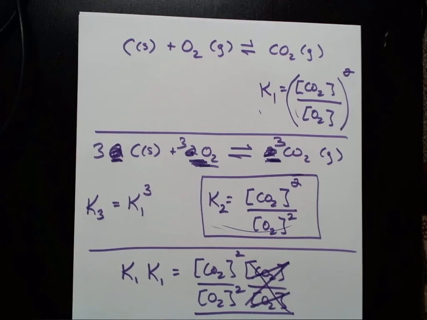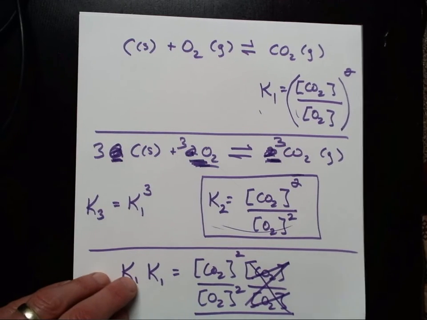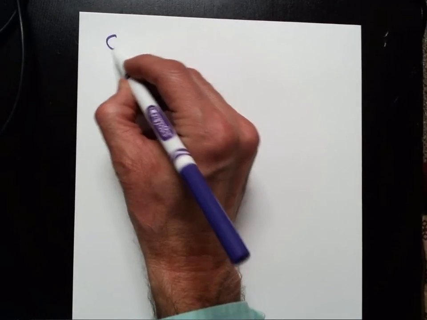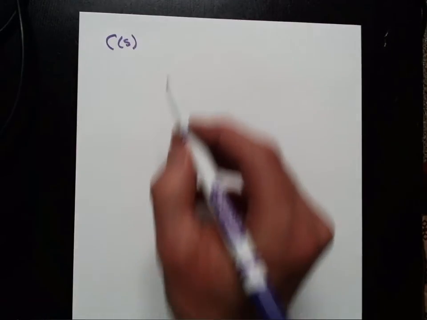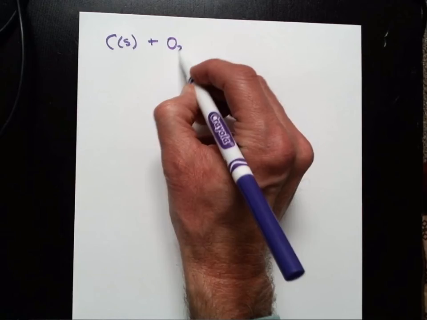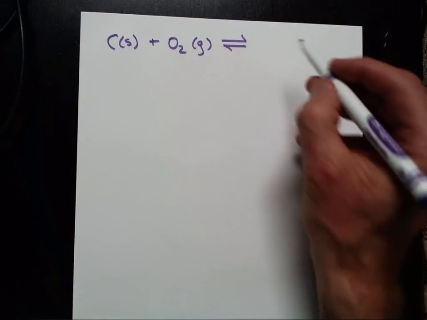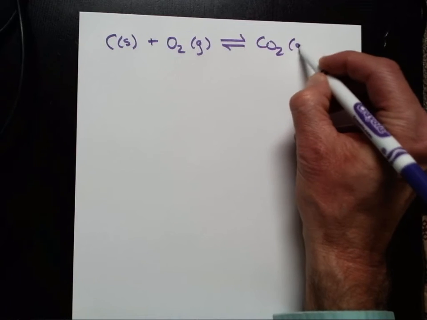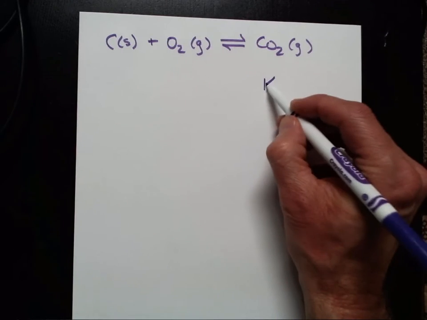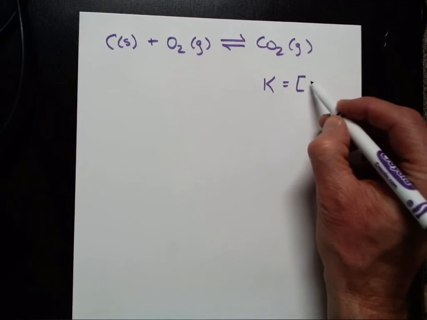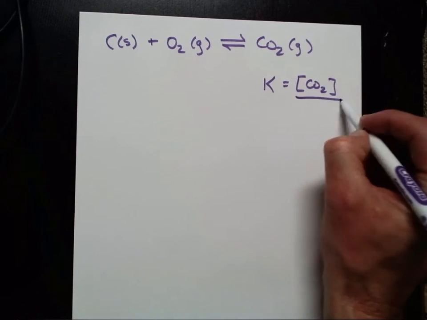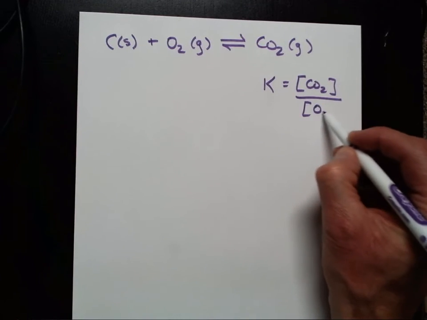Okay, let's move on to slide 16. Let's start with our original equation again. Solid carbon plus oxygen gas reacts reversibly to form CO2 gas, and we know that our equilibrium constant for this particular reaction is the concentration of CO2 divided by the concentration of O2.